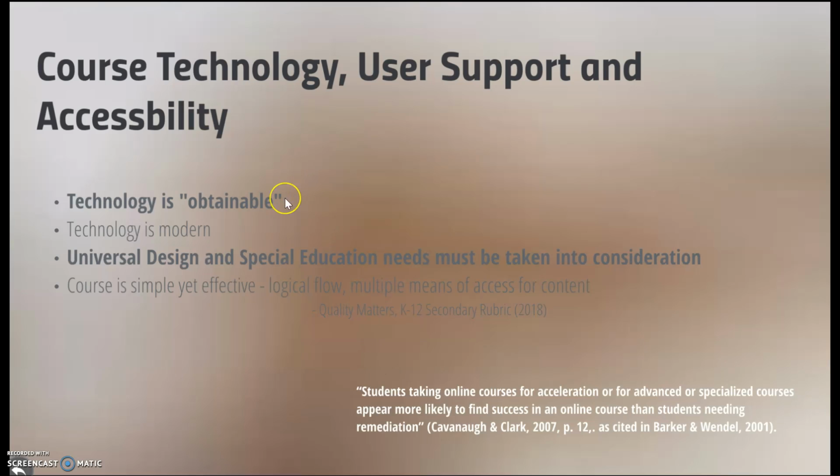Technology needs to be obtainable at all times for students. Not all students have technology at home, but you have a responsibility to make sure that they are learning to use it in today's world. And universal design and special education needs to be taken into consideration. If there's a student who needs enlarged print, you need to make sure that that is available for them.